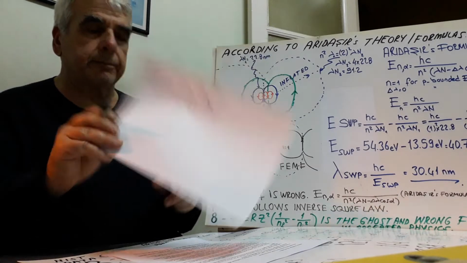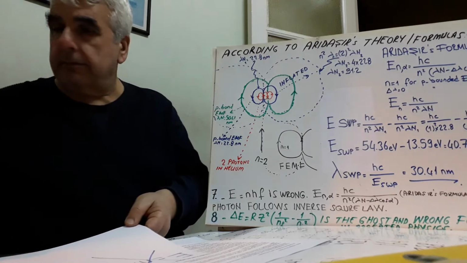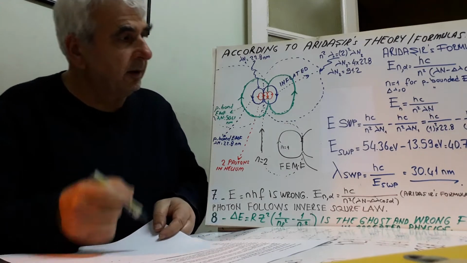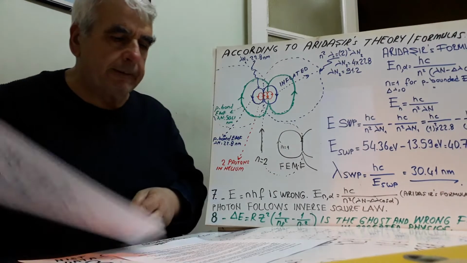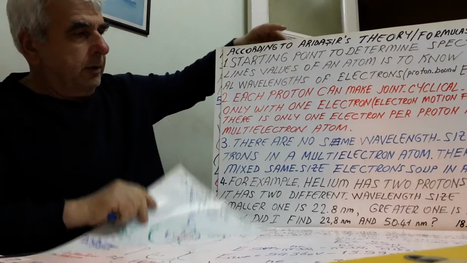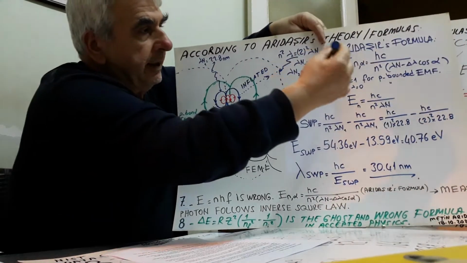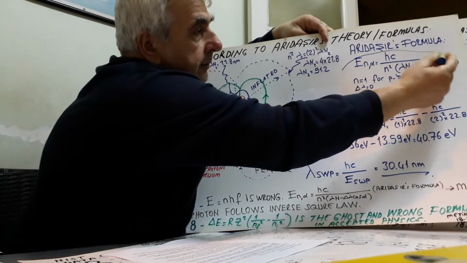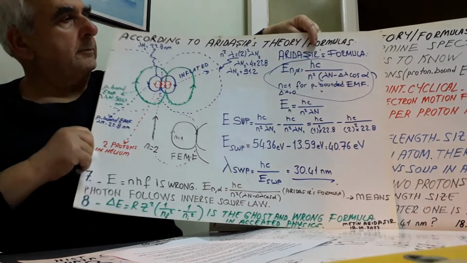This is wrong. This is my formula. This is the true formula, okay? Here, for computing the energy of an atom or electron motion form or electron. Here. Okay. I hope you see.